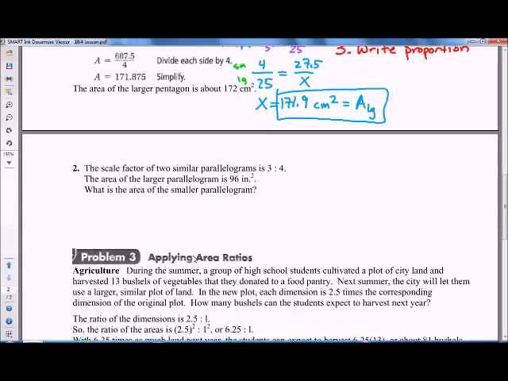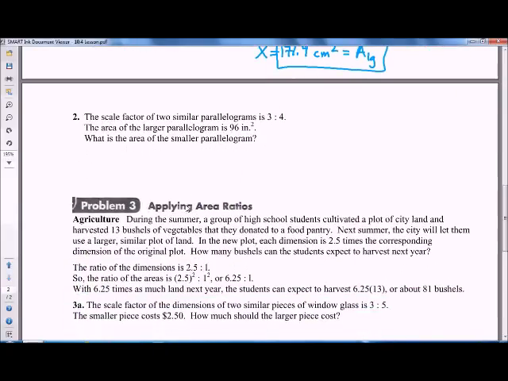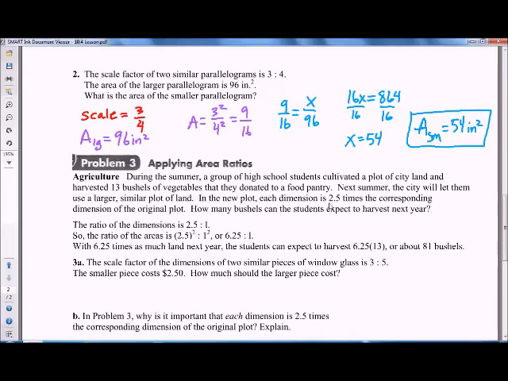Pause your video and try the next example. Okay, we were told that our scale factor was 3 to 4 and that the area of the larger parallelogram is 96 inches squared. So we find our area ratio is scale squared, so 9 to 16. We use that to write a proportion. Remember to keep your small and large in the same place. We solve that, and the area of the small comes out to be 54 inches squared.